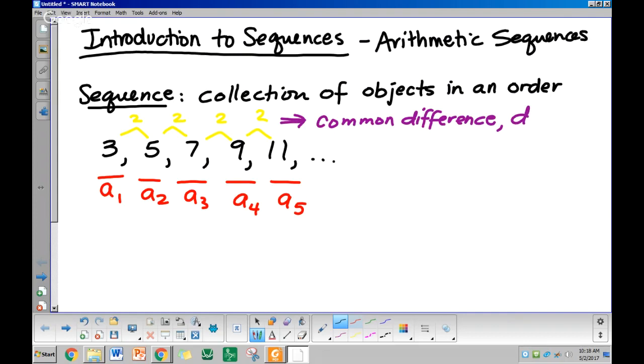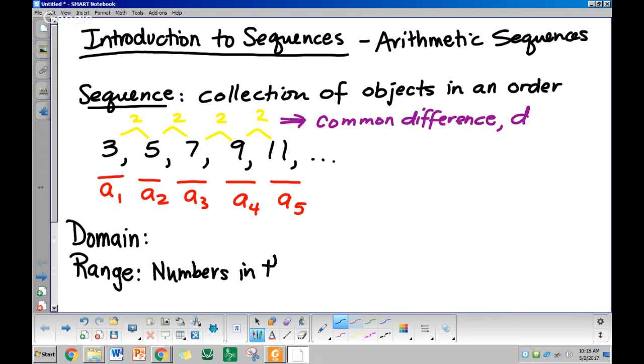All right, now, sequences have domains and ranges. I'm going to start off with the range because I think that's the easiest thing to discuss here. The range is nothing more than the numbers in the sequence. It's just the objects in the collection. That's the range.